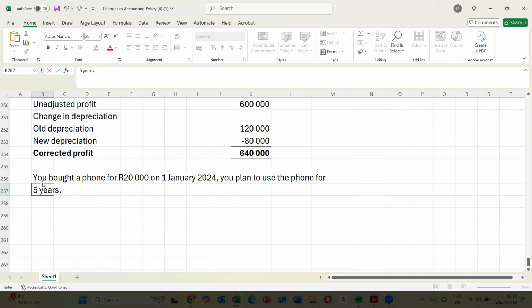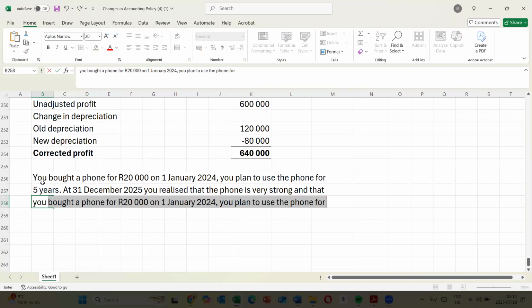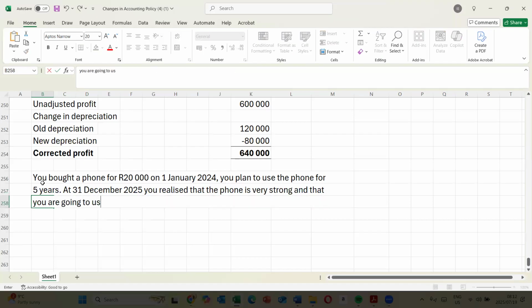Now, it's 31 December 2025. You realize that the phone is very strong, and that you actually want to use your phone for the next, let's say 6 years. You're actually saying, I'm going to use this phone for the next 6 years.